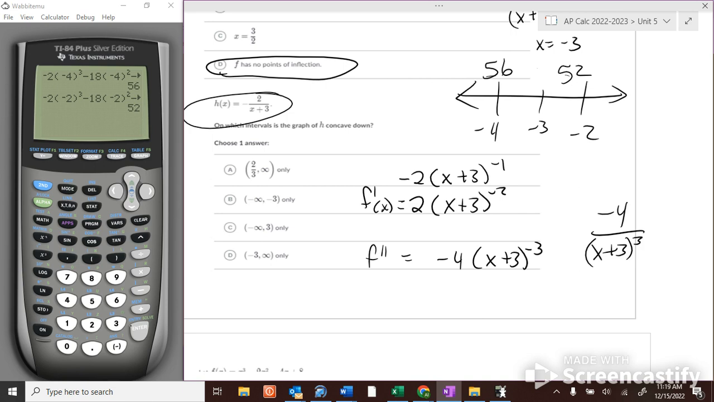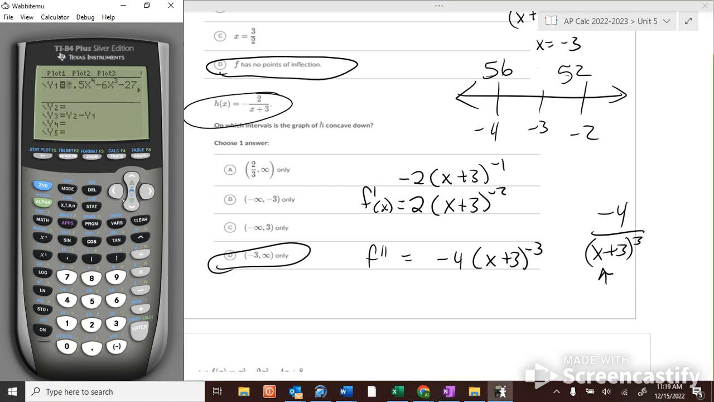Okay, so where is it concave down? Where is this negative? Well, it's negative where the bottom is positive. Okay, where is the bottom positive? Well, when x is bigger than -3, because otherwise it'll make it negative. So where x is bigger than -3 is here.